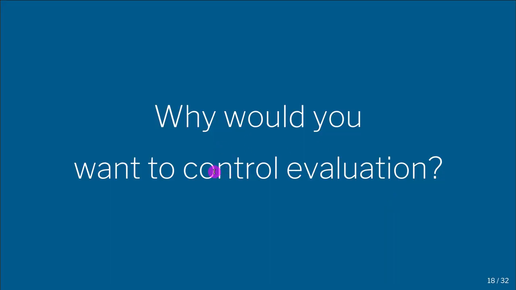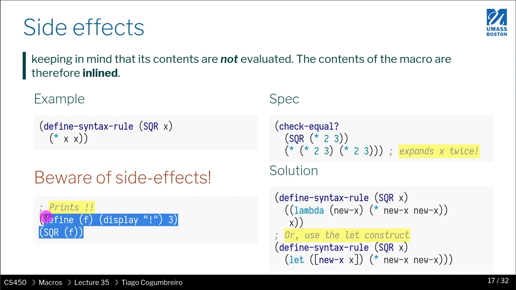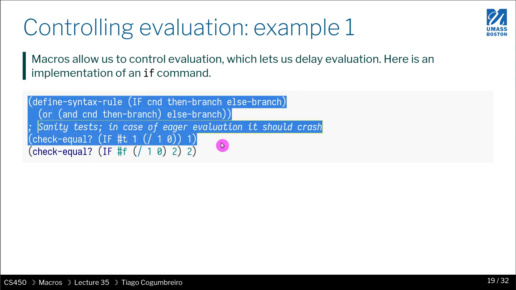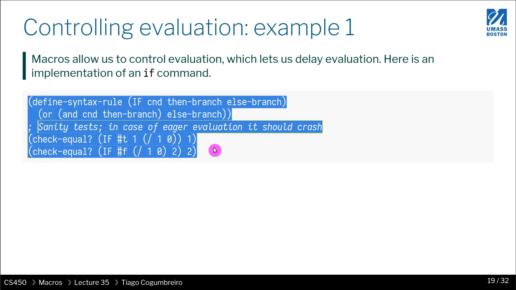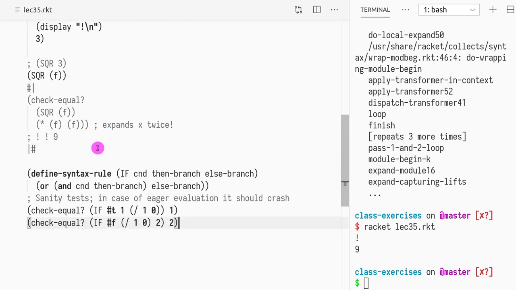So why would you want to control evaluation? Well, I just gave you one example. Let's say your parameter has a side effect. If you want it to be evaluated just once, then you want to control evaluation. So in the example that I just gave you, you really want to be able to control evaluation somehow. Another use case is, what if you're defining a conditional or anything that behaves like a conditional? You can do that using macros. So macros are a way to define ifs.